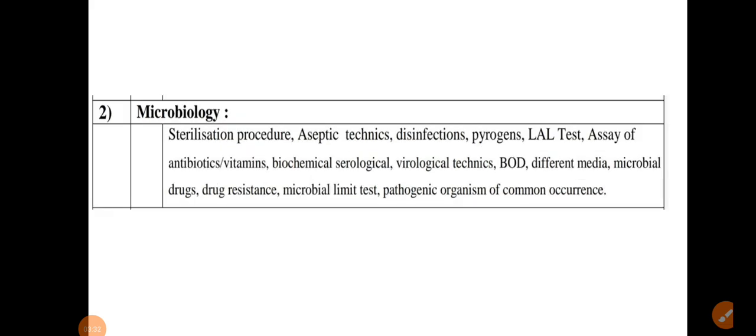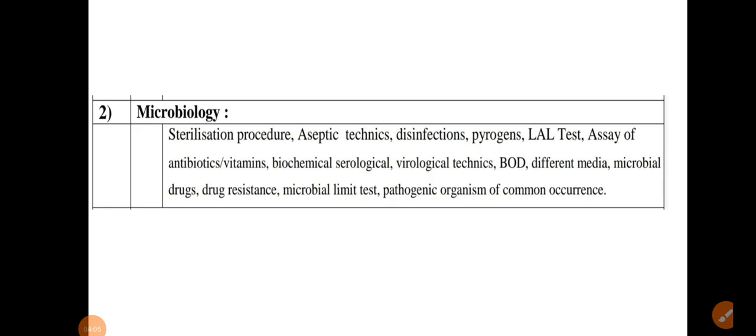Then the second section is microbiology. What is in microbiology? There are sterilization procedures, aseptic techniques, disinfectant, pyrogens, LAL test, assay of antibiotics and vitamins. That topic is very important. Then biochemical, serological or virological techniques, biological oxygen demand, different media, microbial drugs, drug resistance, microbial limit test, and pathogenic organisms of common occurrence. That is the syllabus they have given from microbiology.